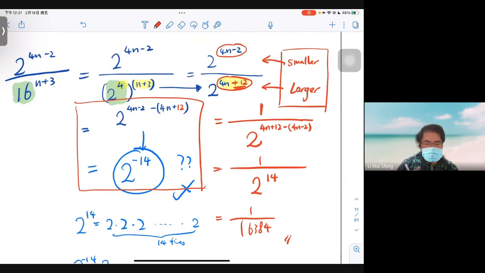So 2 things to remember. One thing, split the base. Second thing, compare the size and you get the answer. Okay? But thank you to Calvin because he used this method so that I can tell all of you that 2 to the power of negative 14 is actually equal to 1 over 2 to the power of 14.